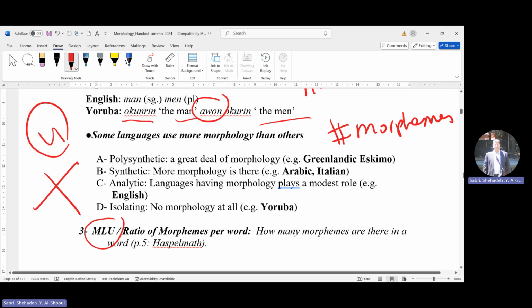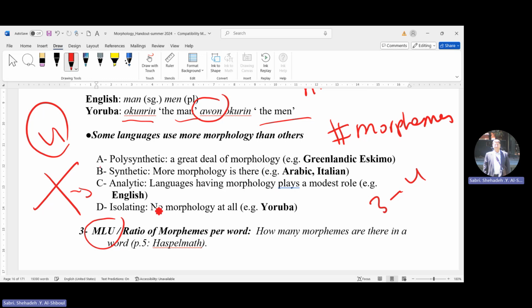So for polysynthetic, we have a language that is in the fourth quarter, which is between 3 to 4. Synthetic languages, where more morphology is there, like in Arabic and Italian, fall in the third quarter. Analytic languages, where morphology plays a modest role, like in English and other Romance languages, German, and so on and so forth. And finally, we have isolating languages, the languages that have no morphology at all.